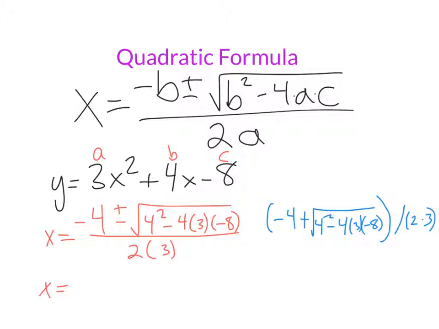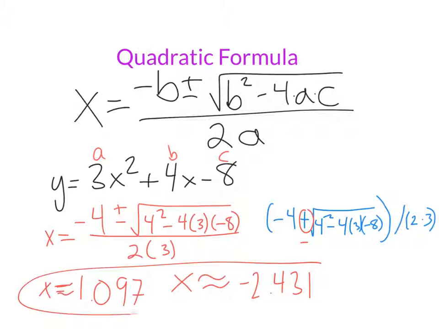So when I did the addition one, I got x is approximately 1.097. We'll do 3 decimal places. And then what you can do is arrow up in your calculator if it has that capability. Some of the older ones do not. But you can arrow up, grab it, and change this to subtraction. And then it will come out as negative 2.430. And those would be my 2 x-intercepts.